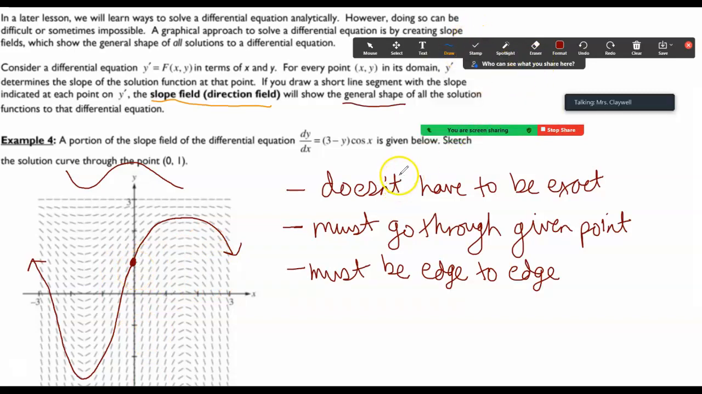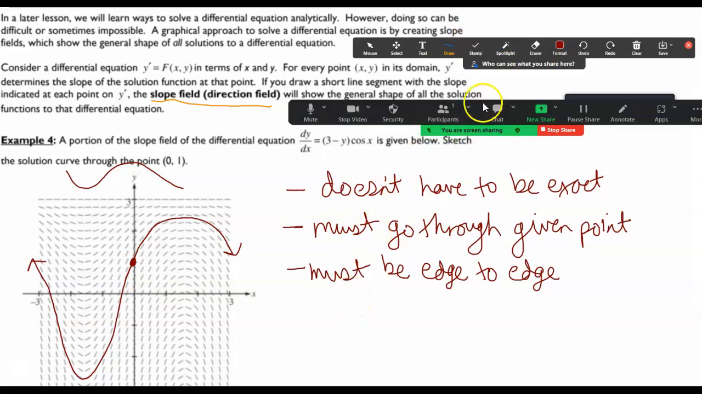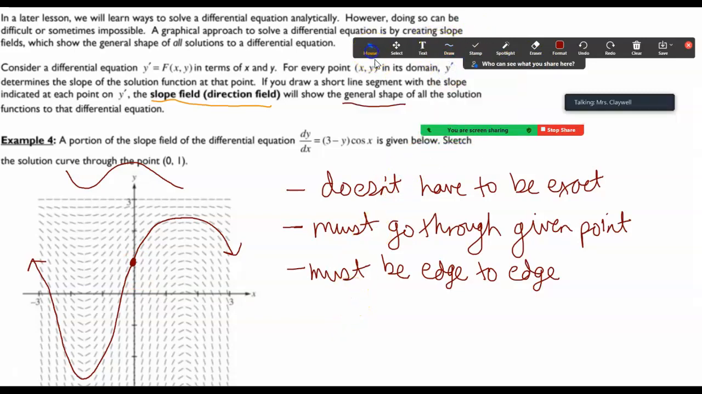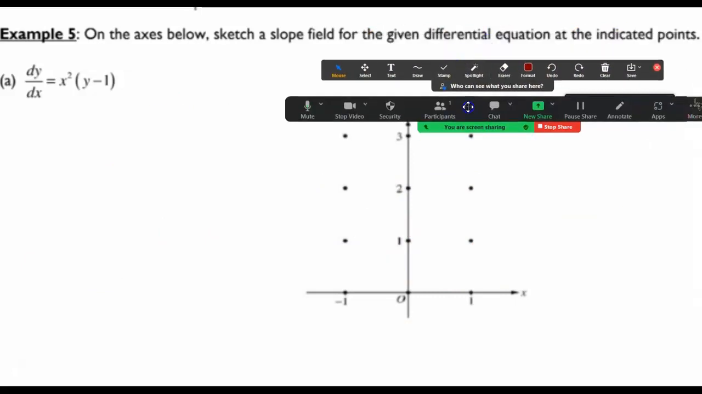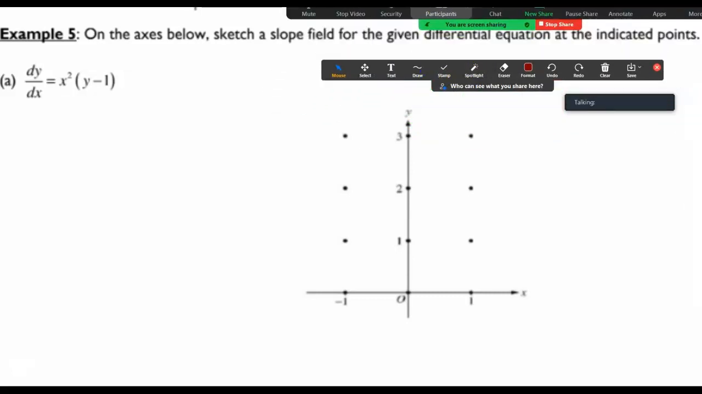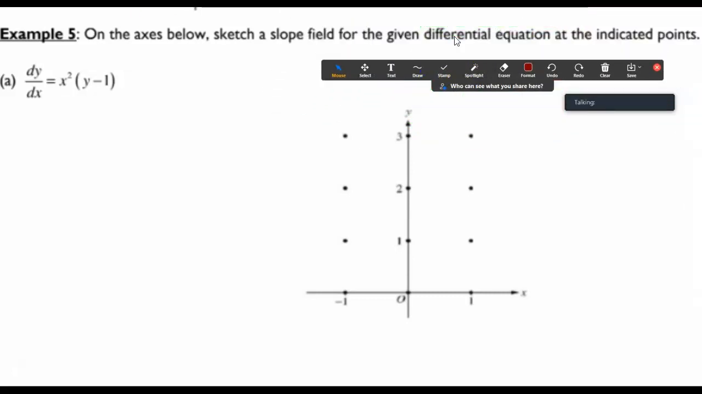Sometimes it gives you the slope field that you need to draw the curve through, and sometimes you need to sketch the slope field. So sketch the slope field for the given equations at the indicated points. I have 12 points I need to find.